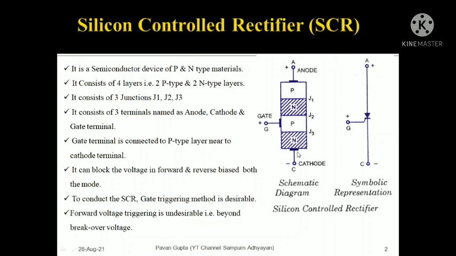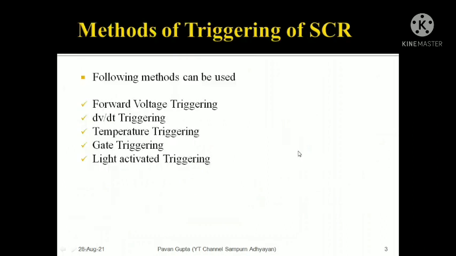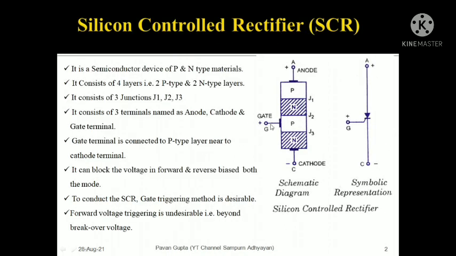Now the fifth one is light activated triggering. Instead of giving a gate terminal, if we provide the third layer with a light activated area and shine some light on it, the light photons carry energy and impart it to the third layer. That creates some free charge carriers in the third layer, which again recombine with the depletion layer of J2, and that also works as gate triggering. This is called light activated triggering.